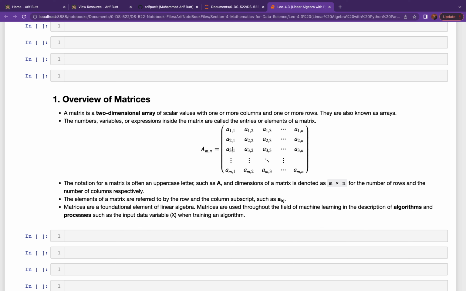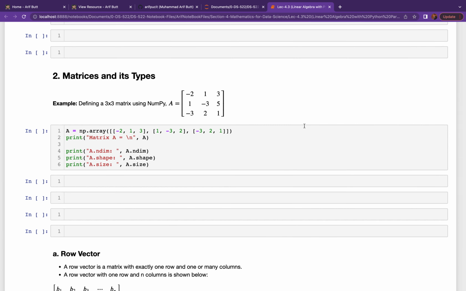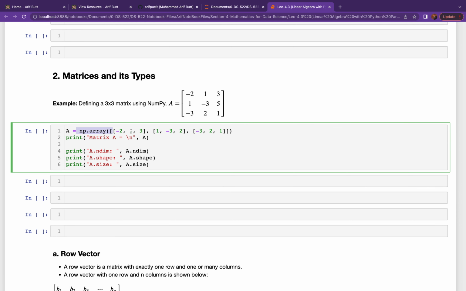You see 1, 2, 3, 4, so on to m rows are there, and 1, 2, 3, 4, so on to n columns are there. And let me talk about the matrices and its types. Before I talk about different operations that can be performed on a matrix, we need to describe the types of matrix, and this is a very basic way of creating a matrix in NumPy.